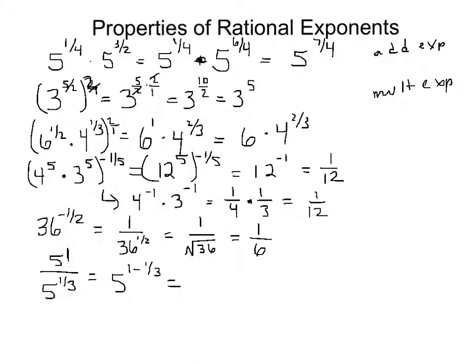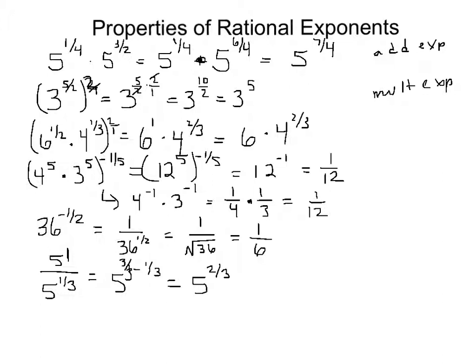So if we do 1 minus 1/3, you can either just think logically about it, or if you need to change your 1 to have a common denominator, that would be 3 over 3. So 3/3 minus 1/3 would be 5 to the 2/3. Again, we don't know the cube root of 5, so we're going to leave our answer like that.